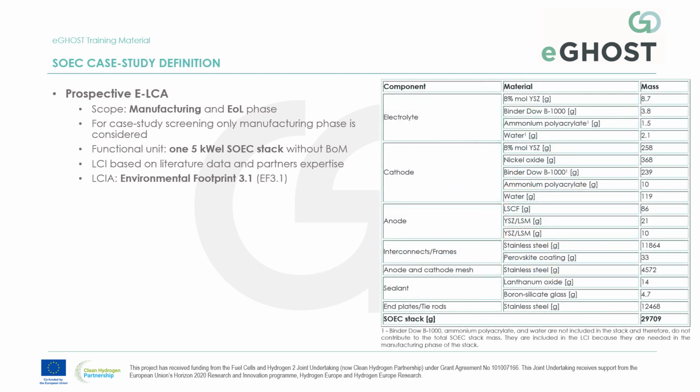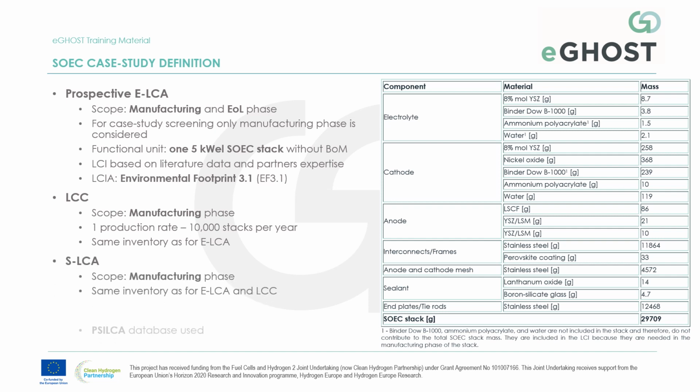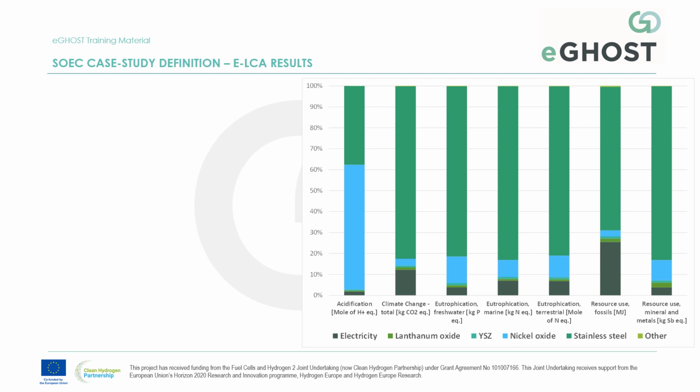Here are the inventories which we gathered from the literature. And for the life cycle costing, again same as for the PEM, only the manufacturing phase was used. We used only one production rate, which was 10,000 stacks per year, and we used the same inventory as for the environmental life cycle assessment. And for the social life cycle assessment, again, only the manufacturing phase was considered, with the same inventories, and the Silica-based database was used. So the results, as you can see, the main hotspot is stainless steel.